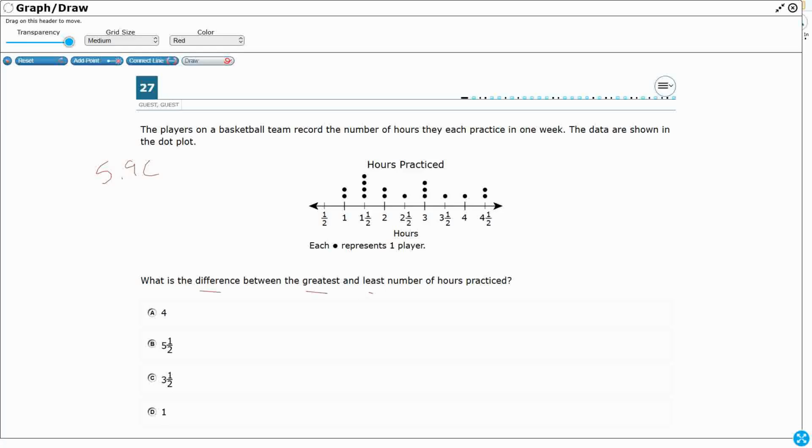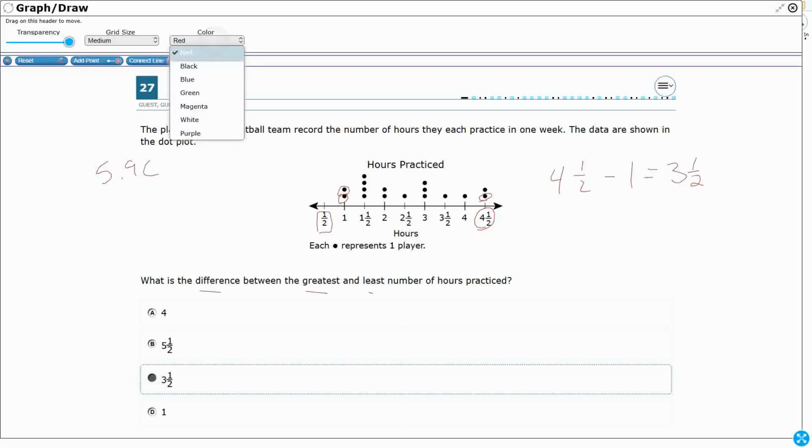Okay, so here's the trick. You see this 1/2? That is the smallest number on the dot plot, but there's no dots in front of it. If I were to look at my data, there'd be 2 1s, 4 1.5s, 2 2s, and so forth. So the largest is going to be this 4.5 because there's a dot on it. The smallest is going to be the 1 because there's a dot on it. No one practiced half hour, even though that's the lowest number on our scale. So that's going to be the trick on this one. So we've got 3.5, so our answer here is C.